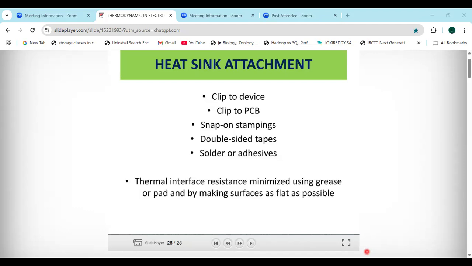So what are the sources of heat in electronics? Joule heating due to current flow in conductors, switching losses in transistors and power devices, leakage current in semiconductor devices, resistive losses in interconnects and PCB traces.